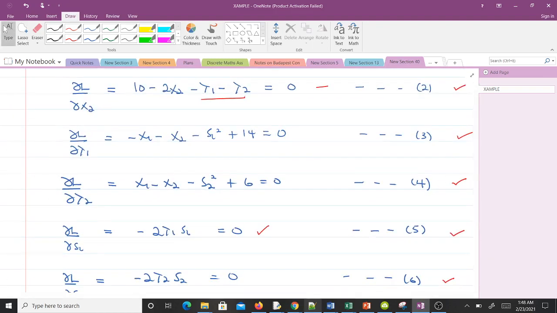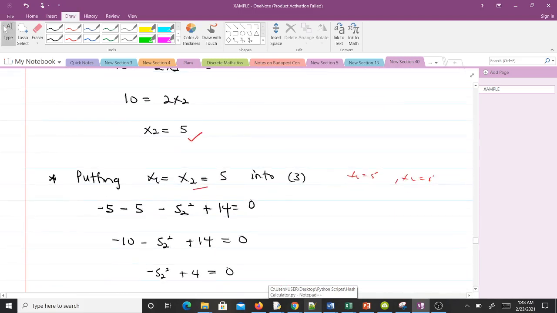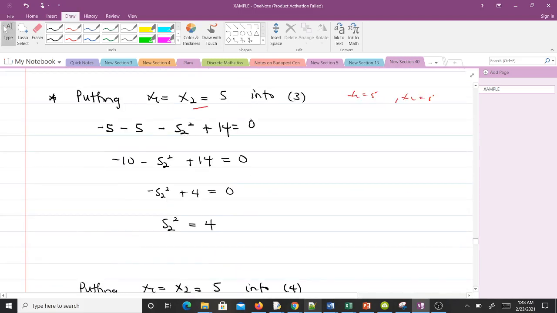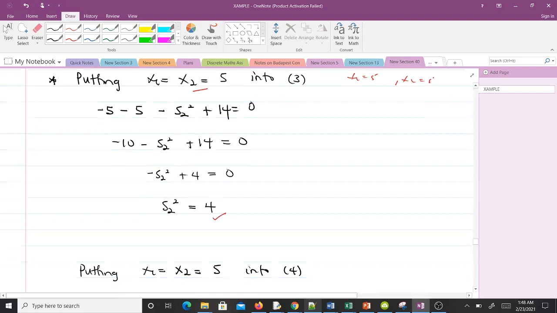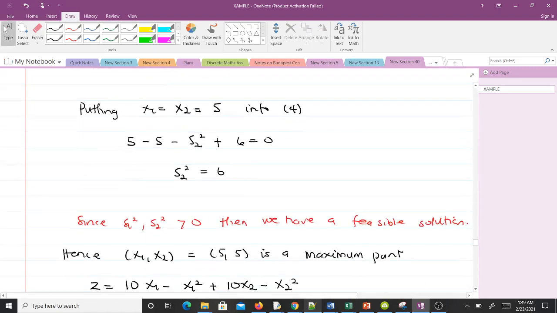So know that this is equation 3 and this is equation 4. We're going to make substitution into them. So when we substitute into equation 3, we are going to get minus 5 minus 5 minus s2 squared plus 14 equals 0. So solving this is going to give us s2 squared will be equal to 4. So putting x1 equals x2 equals 5 into equation 4, we're also going to get s2 squared equals 6 when you solve that. Okay, so after we are done, we make a conclusion.